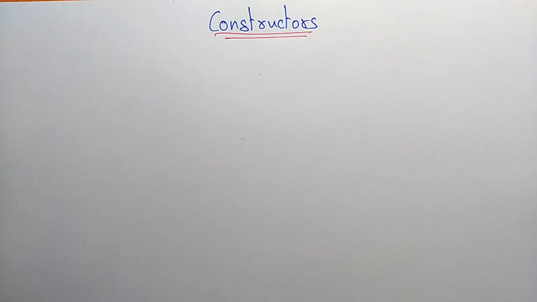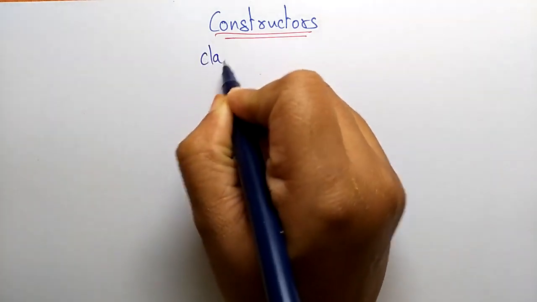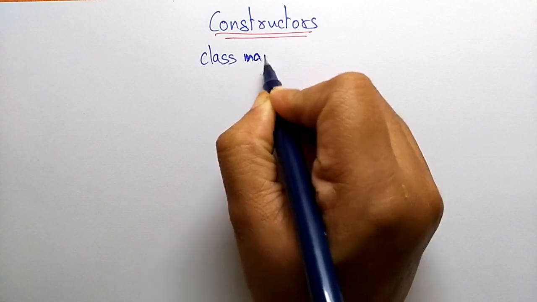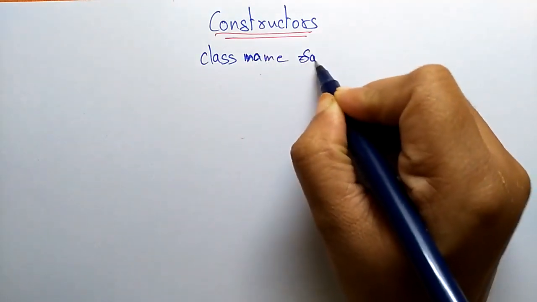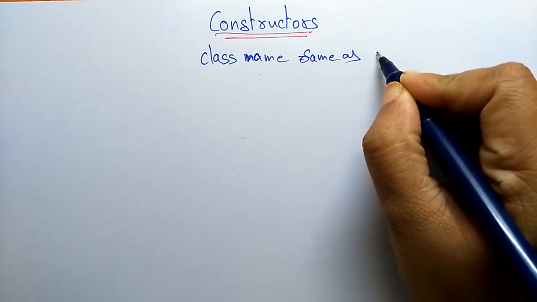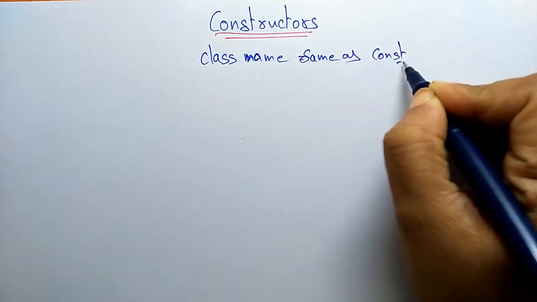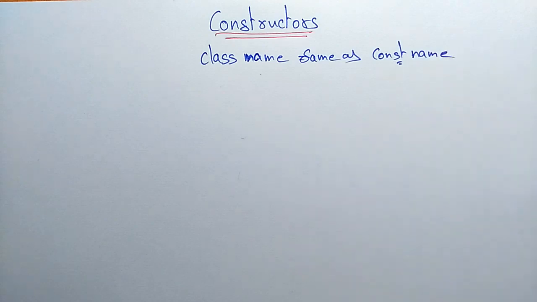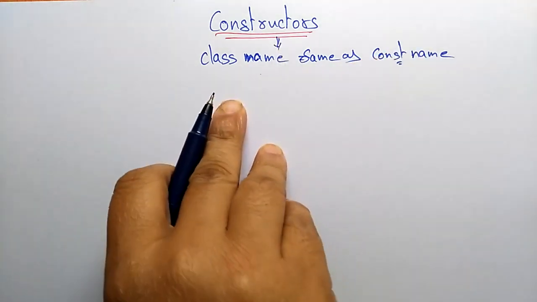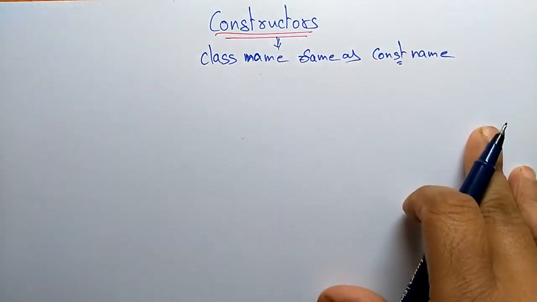Hi students, coming to our next topic in the subject object-oriented programming language, constructors. So what is a constructor? Actually, it is a special function that has a function name same as the class name. Whatever the class name is, it is the same as the constructor name. That's why we call it a special function.